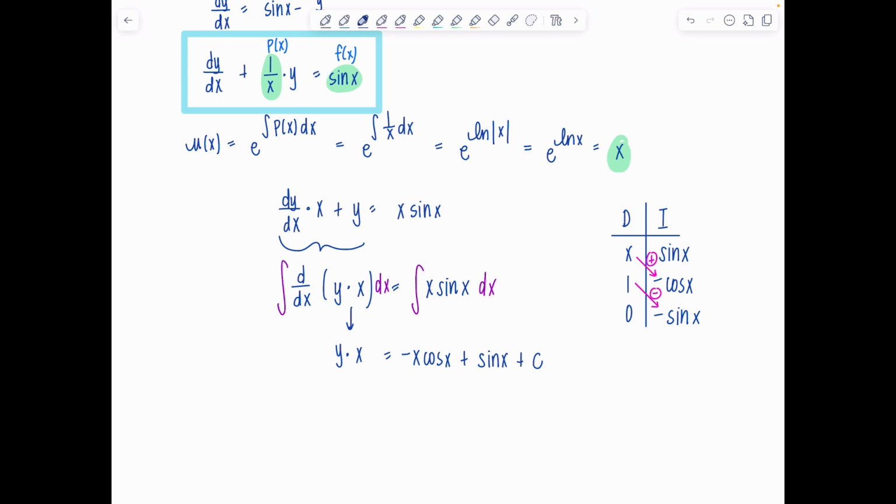And then in this case, it is easy to solve or isolate y. So let's go ahead and divide everybody by x. So y equals, let's put the positive term first, right? So it looks better. Sine x over x minus cosine x plus c divided by x. C divided by x does not become a new constant, right? Because x is variable. So you still have to write c over x. Don't redefine it. I just wanted to point that out.